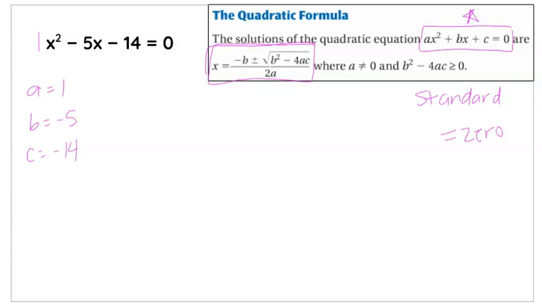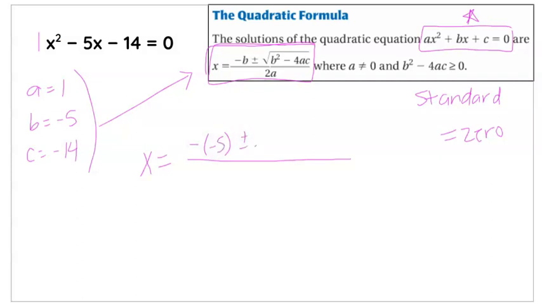And then we're going to use these values to plug into the quadratic formula. We're going to replace each letter with its numerical value. So we have x is equal to negative b. Whenever you see a variable, you're going to put parentheses, and then inside the parentheses, you're going to put the value of that letter. So b is negative 5.